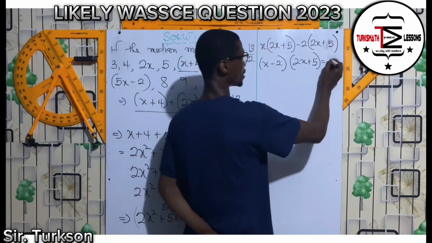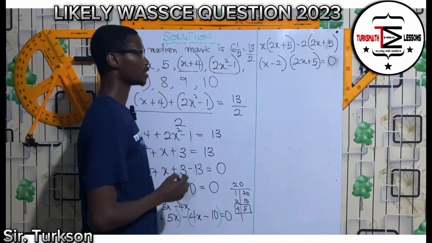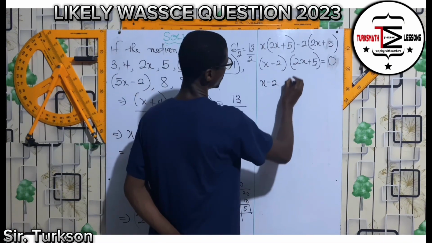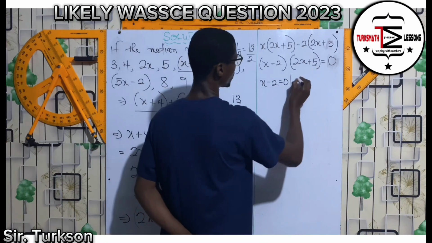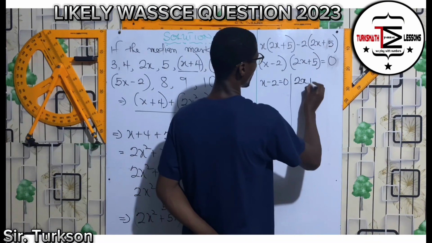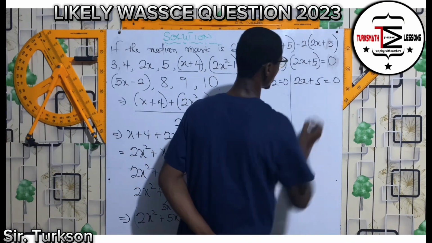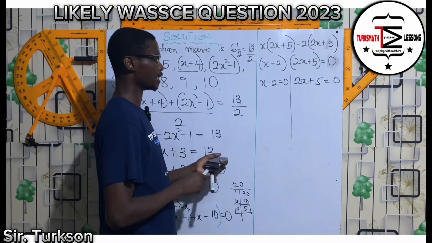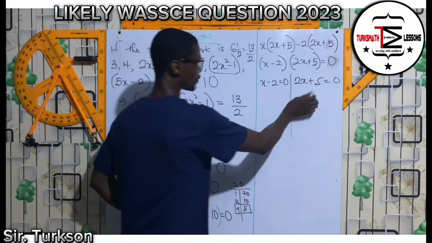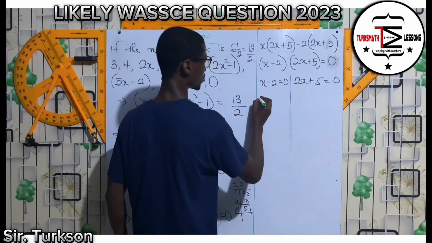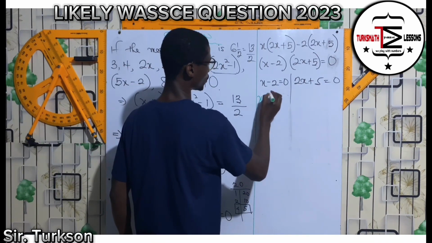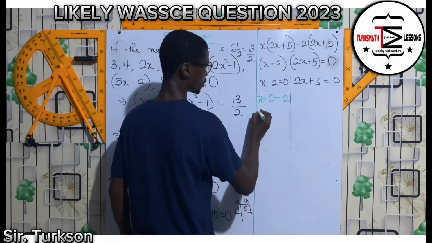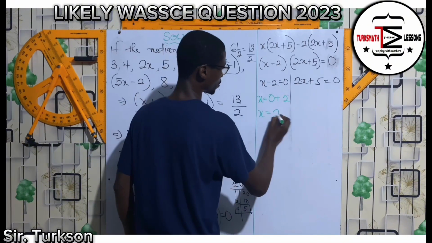So it equals to what? 0. So we equate it to 0. Now, I have x minus 2 equals 0. I have this. So let's solve this together here. So we have, when transposed, it becomes 2. So x equals to 2.